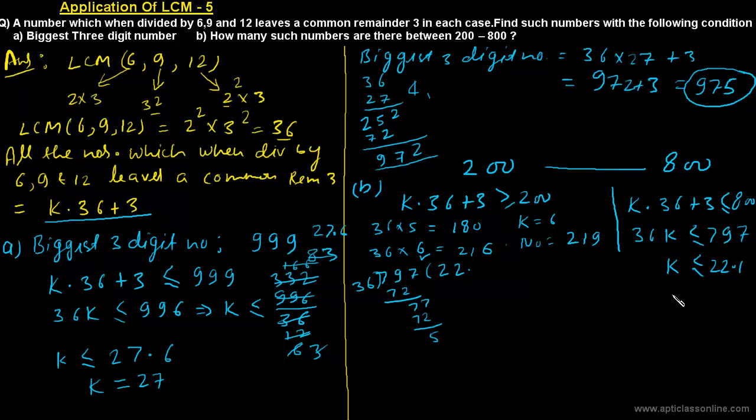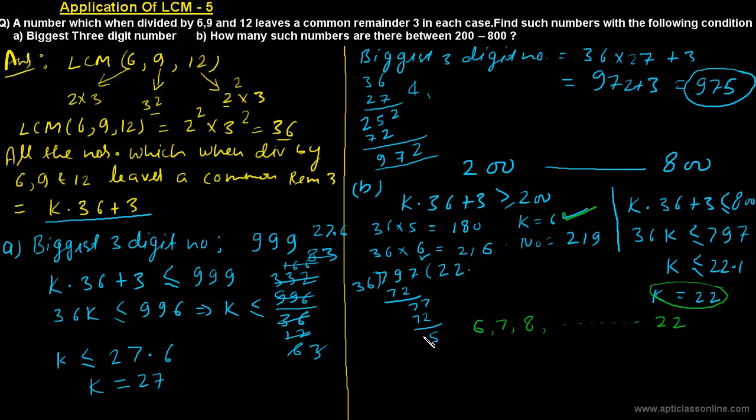We do not have to worry about that. But what we are getting here is that the last value of k that will satisfy in this interval is k equal to 22. So the first value of k is equal to 6, and the last value of k is equal to 22. So we have to find out how many values of k are there between 200 to 800. So the first value is 6, then 7, 8, it goes up to 22.